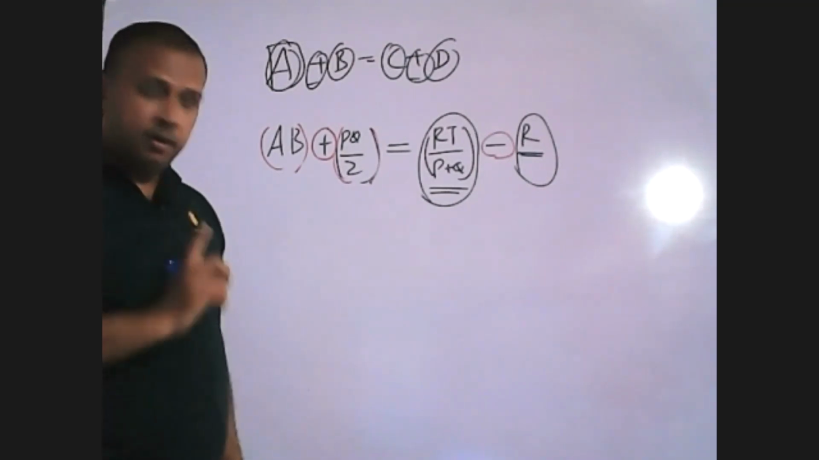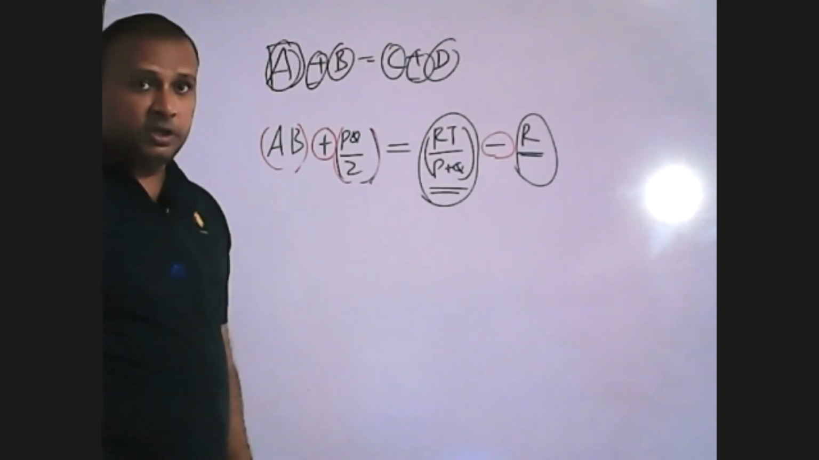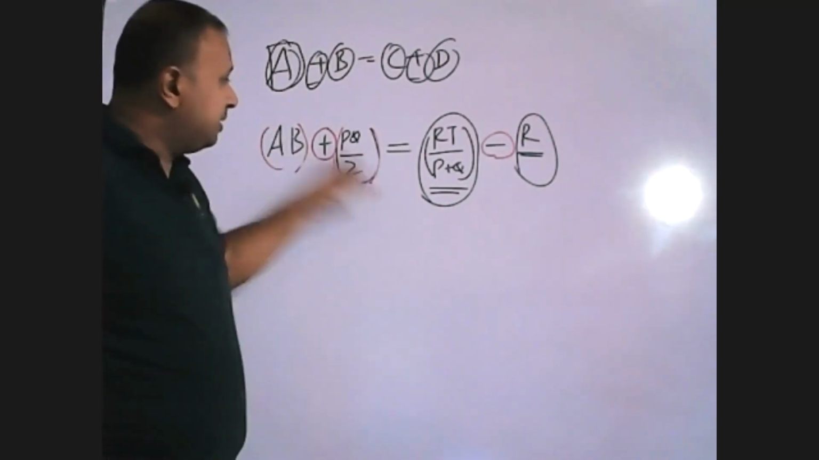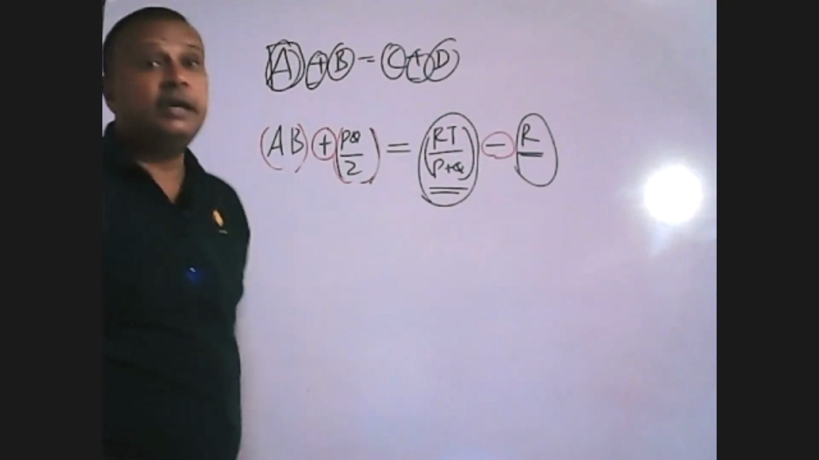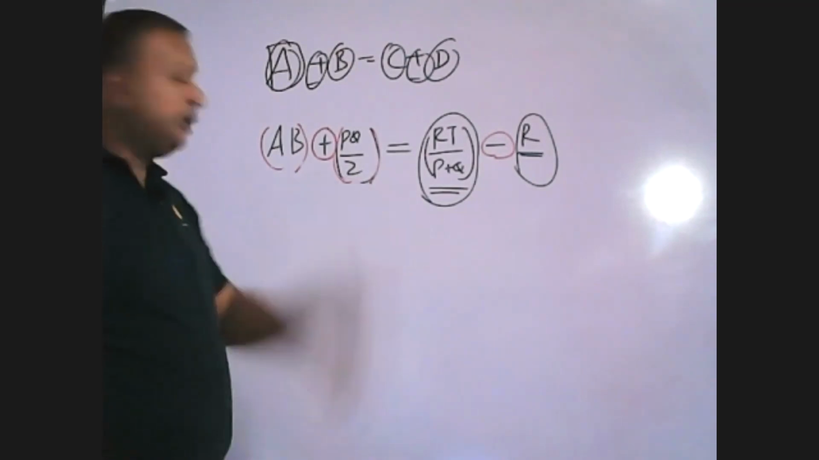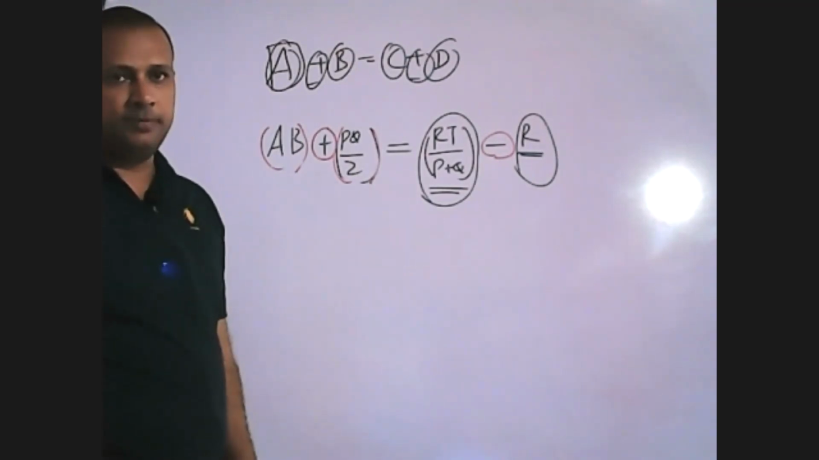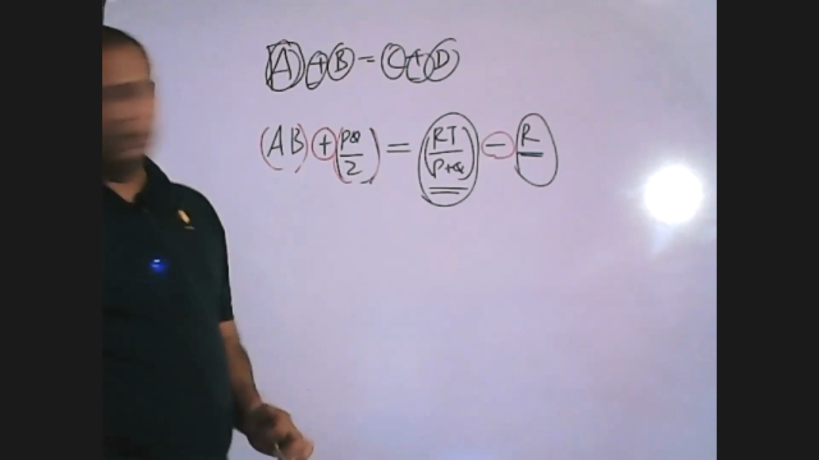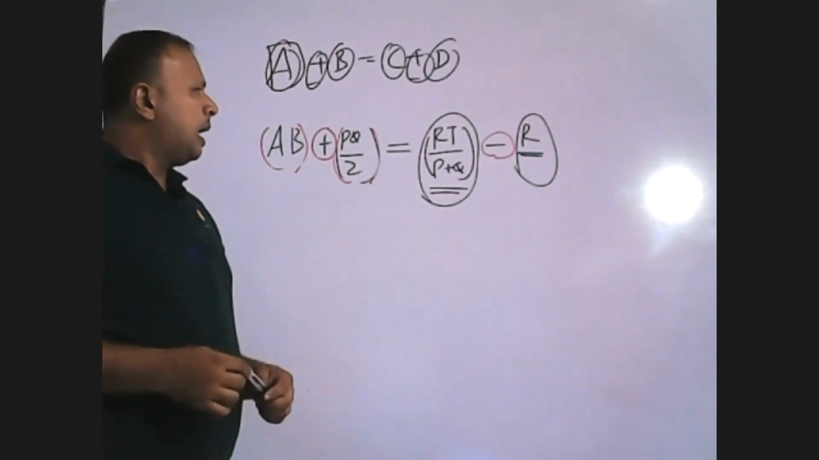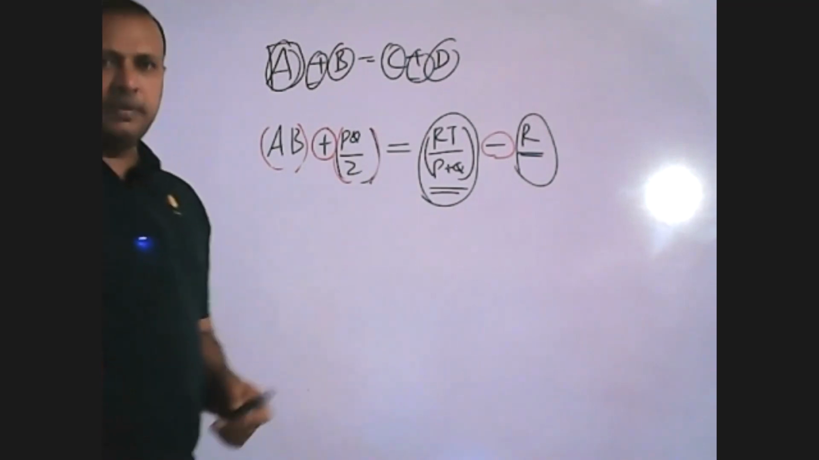So if there is an equation, each and every term in an equation should have the same dimension. Each and every term in an equation should have the same dimension. Okay, let's do some examples.